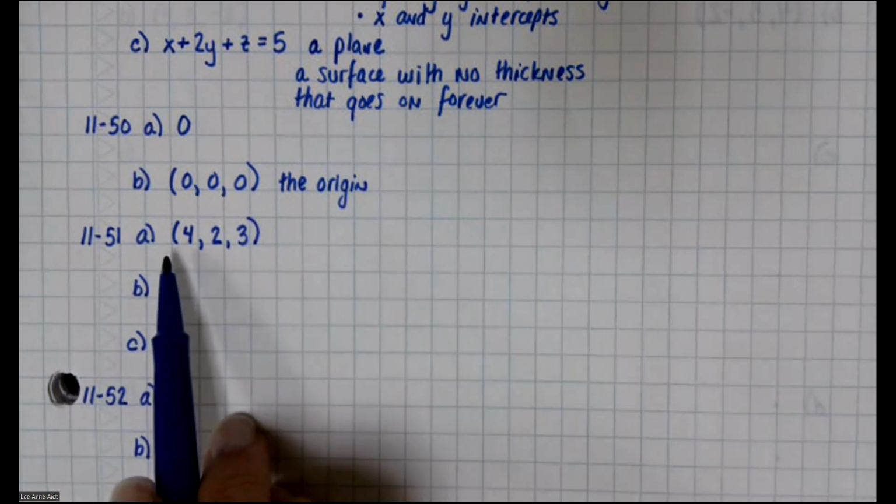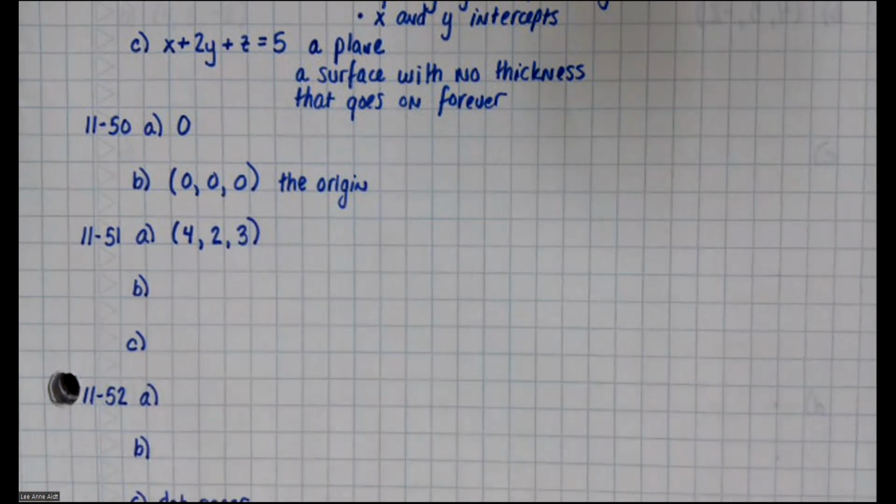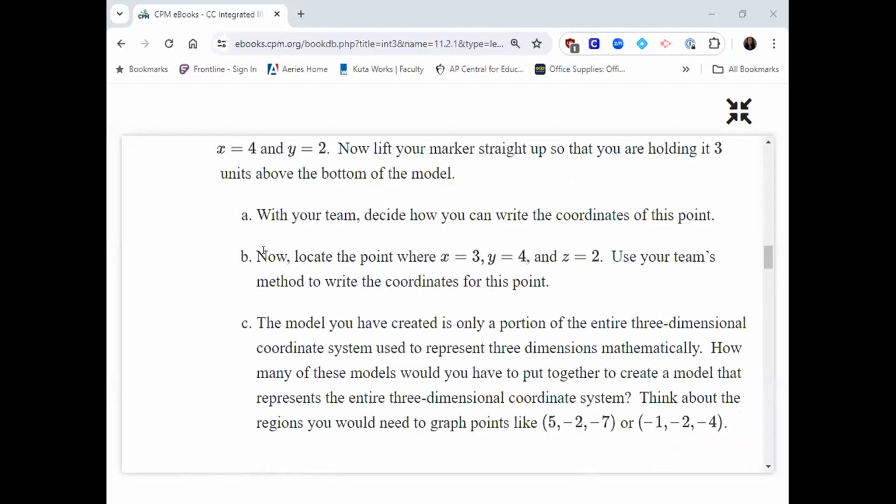So just remember, it's alphabetical order: X, Y, Z. These problems are amazing. Now locate the point where X is 3, Y is 4, and Z is 2. Use your team's method to write the coordinates for this point. Ooh, challenging. 3, 4, 2.